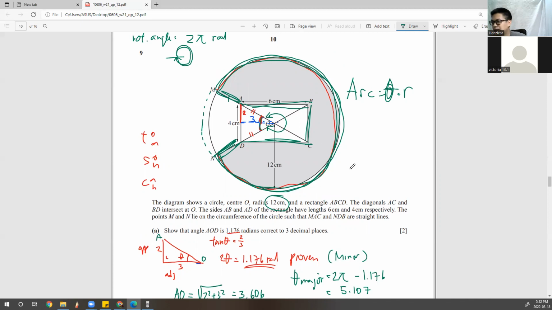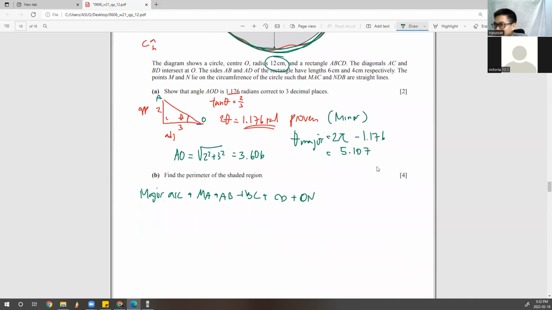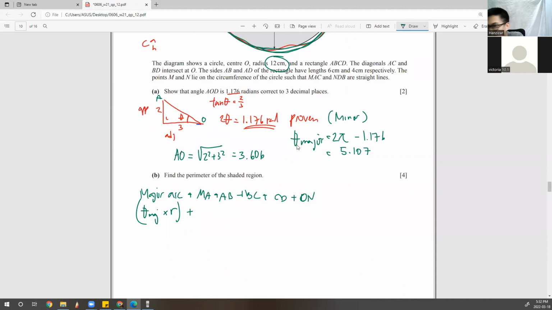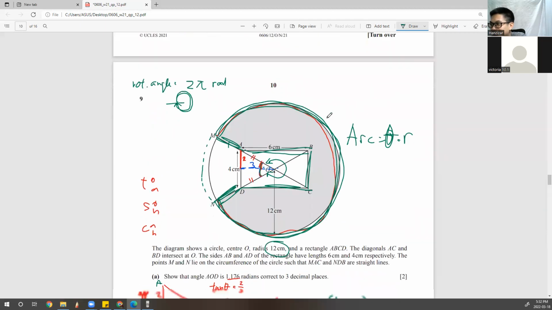Okay, now the major arc will equal theta major times r, right? The formula plus MA. What is MA? MA is 12 minus AO. So write down here, it's not in scale, of course. So 12 minus 3.606, or I just write the formula first, so you can imagine. So MA is R subtract AO, right? We have the AO already. It's not drawn in scale. Be very careful about that.